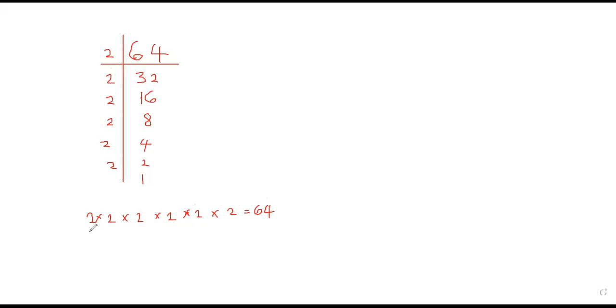Now, if you want to put this number in index form, it's going to be 2 raised to the power of, let's see, 1, 2, 3, 4, 5, 6. So it's going to be 2 raised to power 6, and that is 64. So 2 raised to power 6 is 64. Doing it this way, you put it into index form.